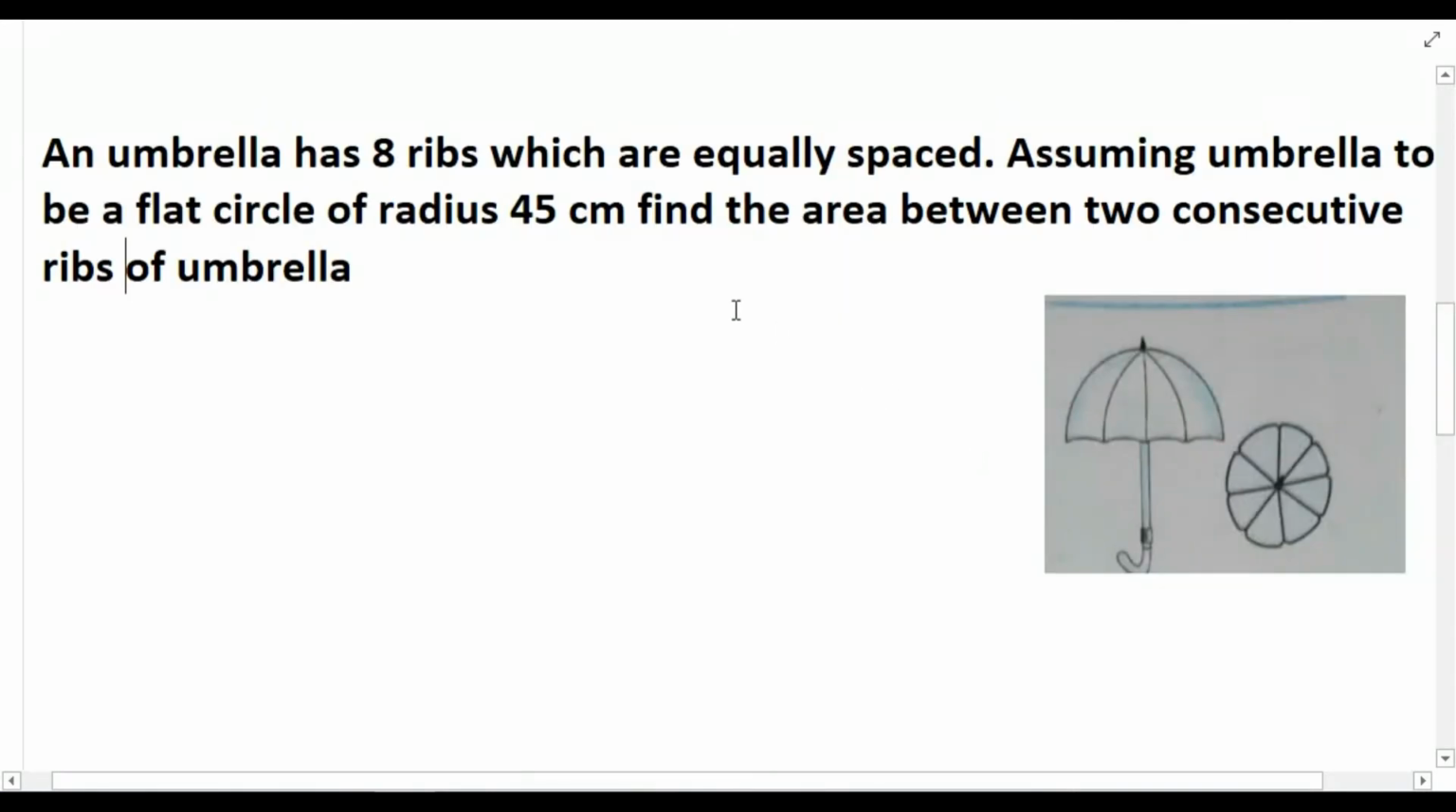Now the second question is: an umbrella has 8 ribs which are equally spaced. Assuming the umbrella to be a flat circle of radius 45 cm, find the area between two consecutive ribs of the umbrella. We can see here this umbrella has 8 ribs which are equally spaced. We need to find the area between two consecutive ribs, which is nothing but the area of one sector of the circle.